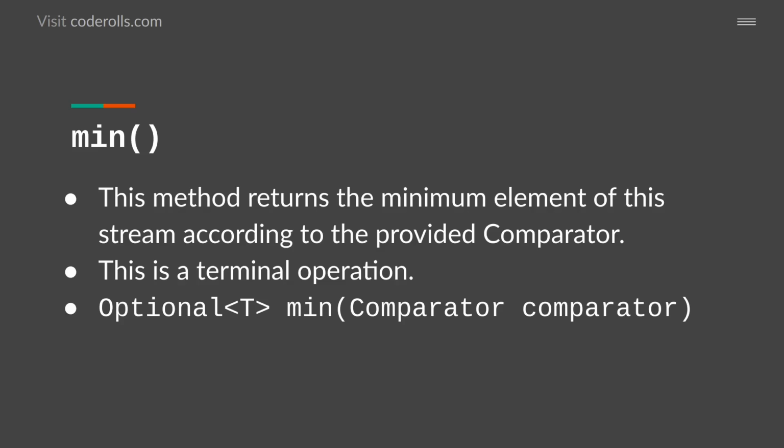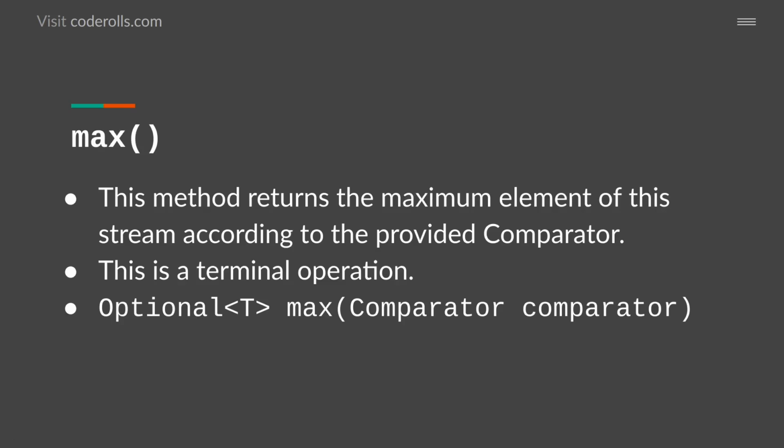So the min method returns the minimum element of this stream according to the provided comparator. This is a terminal operation and you can see the method signature for the min method. It accepts a parameter, a comparator object, and it returns Optional of type T. Since we have covered Optional in the previous video, you may be familiar with it. Otherwise, you can check the I button or the link in the description.